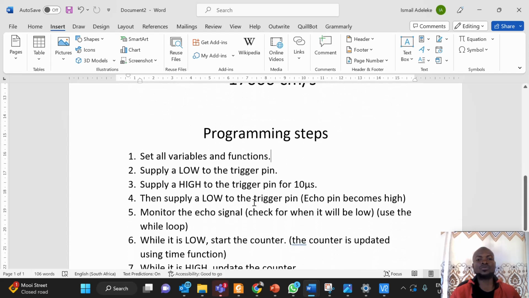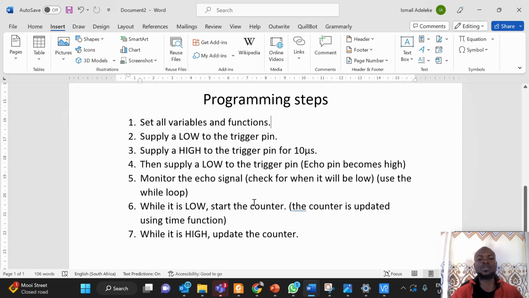So as we've been taught in some classes ago, you must plan your code first. You must plan how you want to write your code. You must plan how you want to develop your software before you start writing your code. So my step is one, I want to set all my variables and functions. Then I want to set the trigger pin to be low first, just like a reset. Then set it high for 10 microseconds.